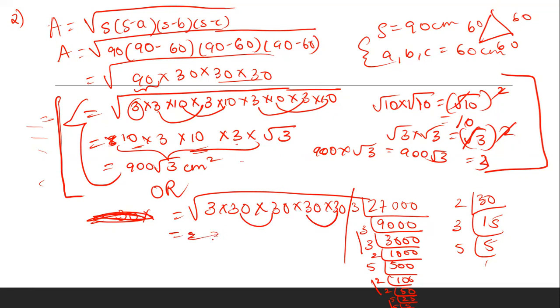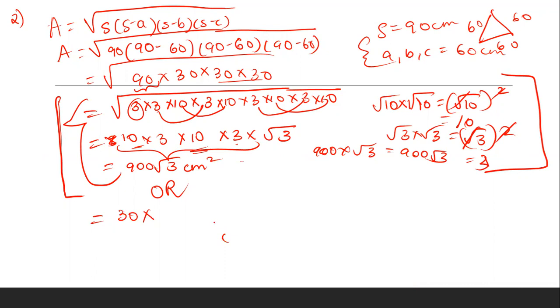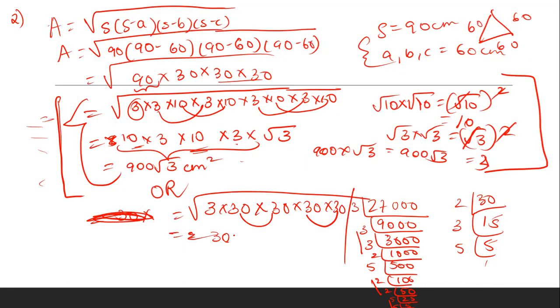Now you will get what? 30 into 30 into root 3, which is left out, right? Same way, like how we grouped here, same thing. So here you'll get 900 root 3 centimeters square. Okay, so that's how you get the answer.